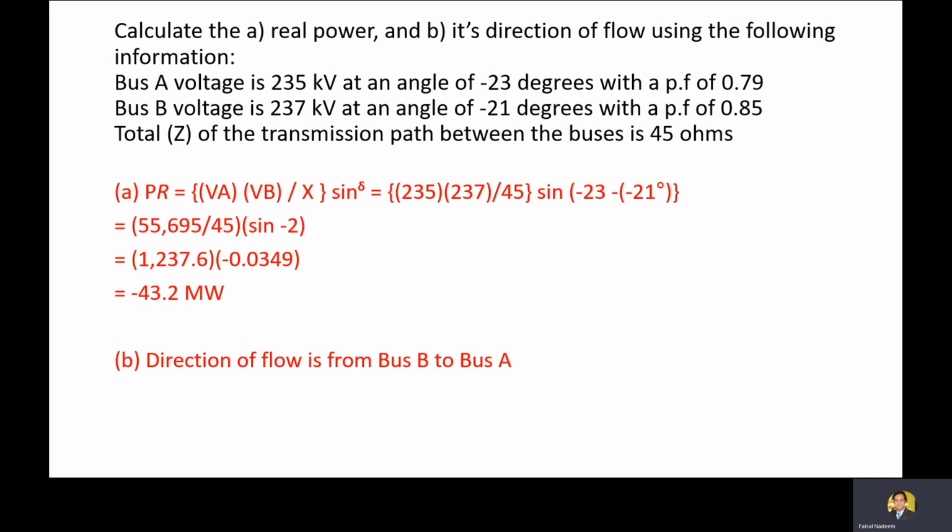Again, using the same relation PR is equal to VA VB divided by X sine delta, putting the values of VA, VB, X and delta, where delta is the difference between the two angles, minus 23 minus of minus 21 degrees. Now, we know that minus 23 plus 21 degrees is equal to minus 2, sine of minus 2 is equal to minus 0.0349. Multiplying these two values, 1237.6 multiplied by minus 0.0349 results in 43.2 megawatts. So the megawatt flow on the line is 43.2 megawatts.